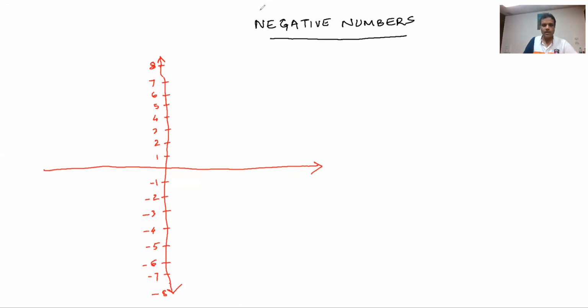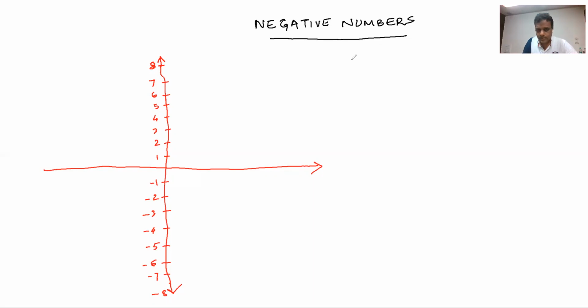So now we are introduced to the negative numbers, and today I'm going to talk about only two things. One, how these numbers are represented on the number line, and second, the addition and subtraction of the negative integers, which is very, very important because most of the questions which come are on the addition and subtraction, and that is where the confusion is.